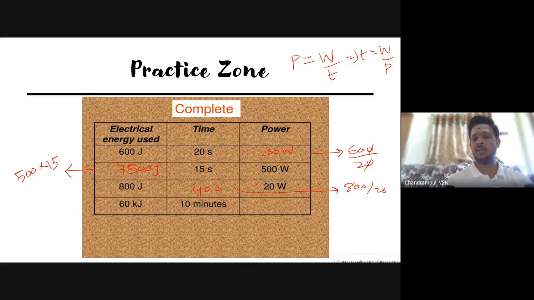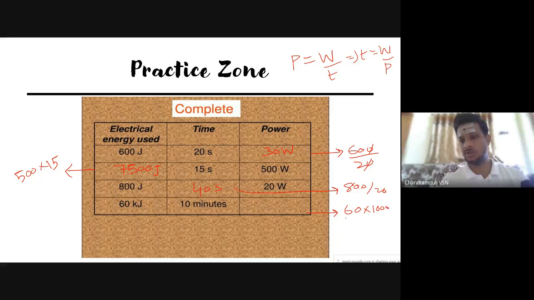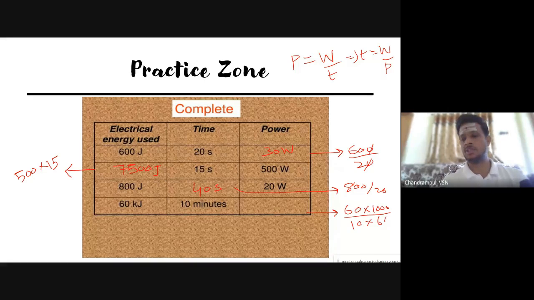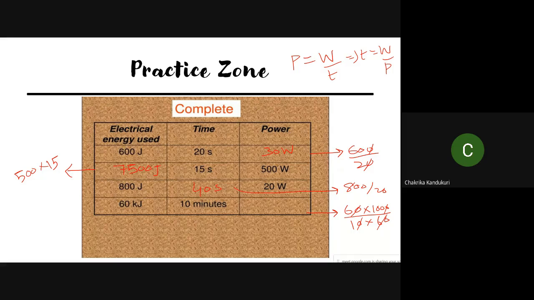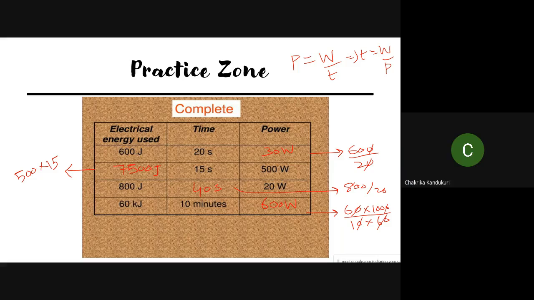The last one, who will try? Lakshita or Chakrika? Yeah, Chakrika. Very good. 60 kilojoules means 60 into 1000 by 10 minutes means 600 seconds. Okay, can I write it like 10 into 60? Yes, sir. So that the cancellation will become easy. Now, what is the final answer? 600 watt. Super, better. Is this clear? Do you understand? Shall I go ahead? Yes, sir.